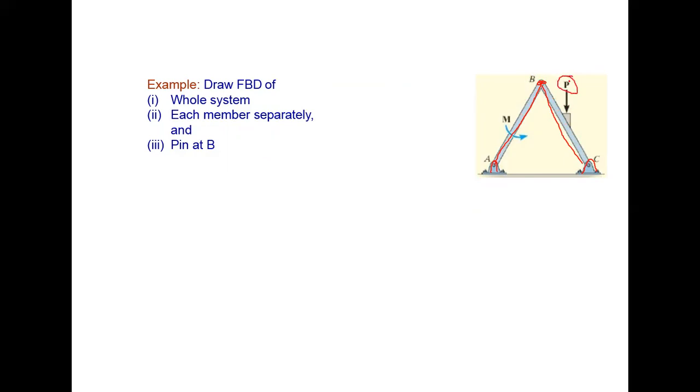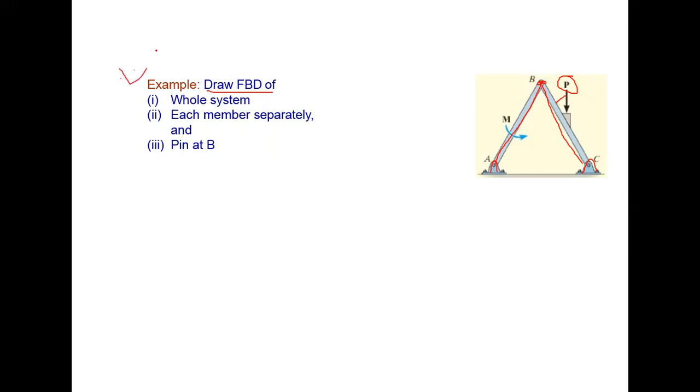Okay, and this P is acting at some angle from the link BC. So this angle you can find out from the statement of your question. So let's find where this angle is given. Right. So it is given here that draw a FBD of whole system, each member separately, and pin at B.